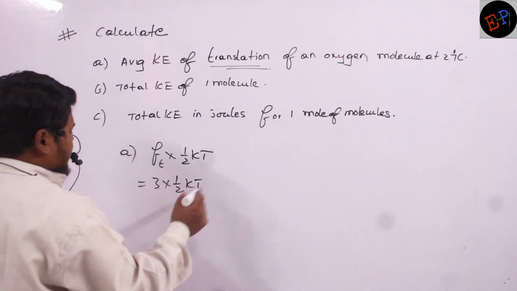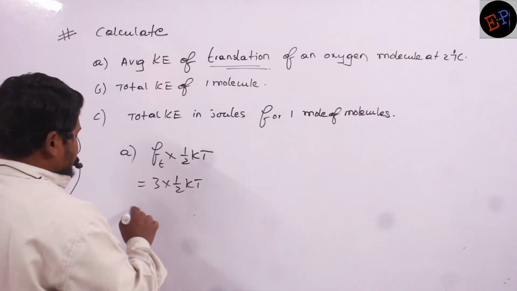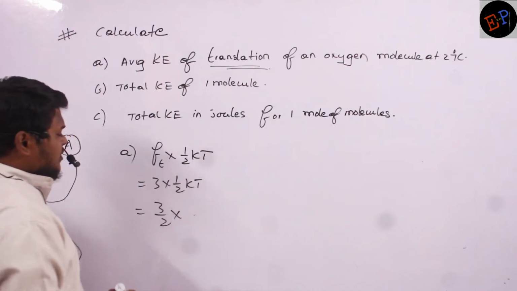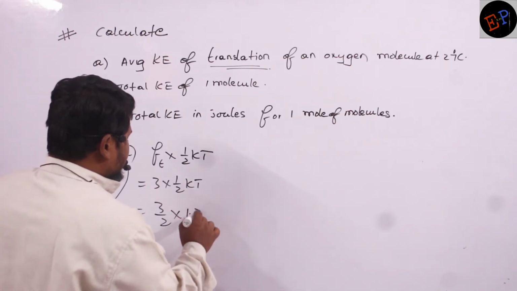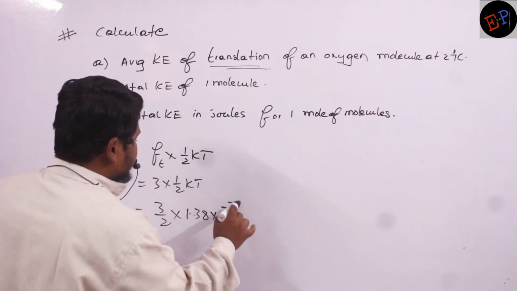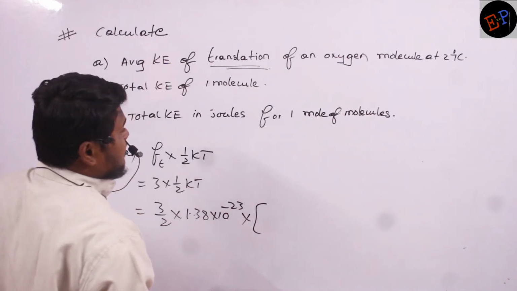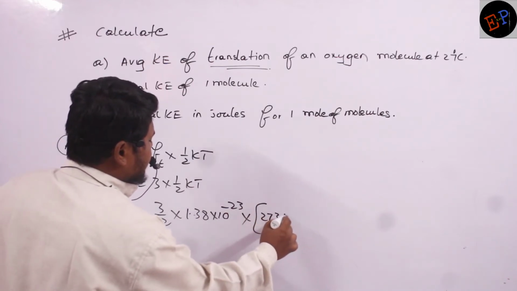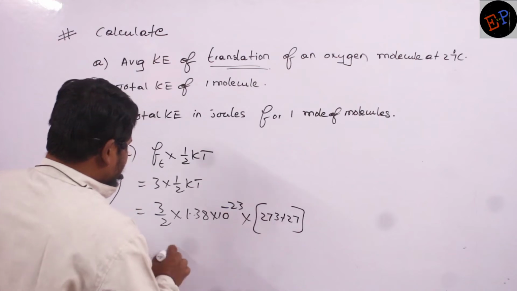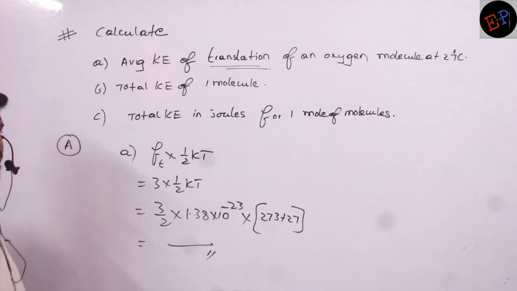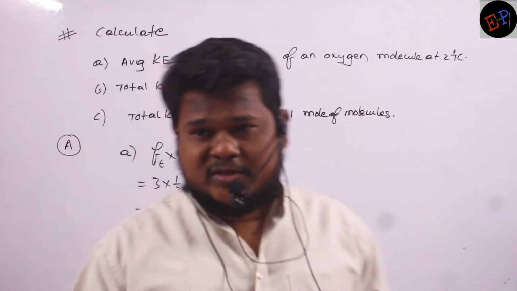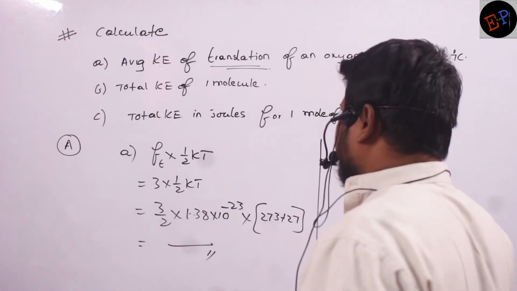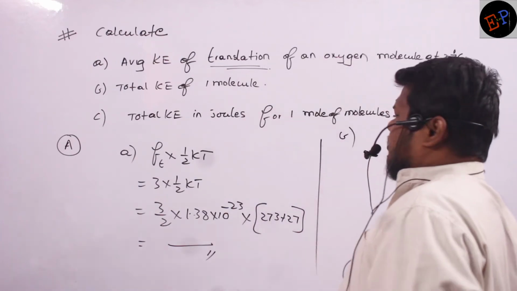If you want to substitute the k value and T value, you can. So 3 by 2 multiplied by the k value, which is 1.38 into 10 power minus 23, multiplied by the temperature. He has given Celsius, so 273 plus 27. If you do this calculation, you will get the total energy of only translational motion.